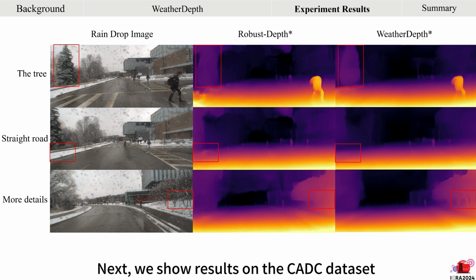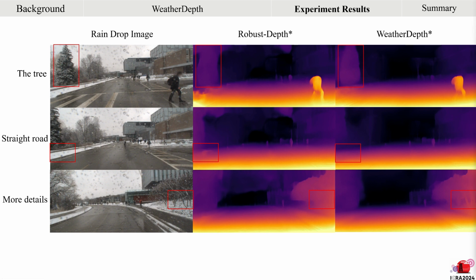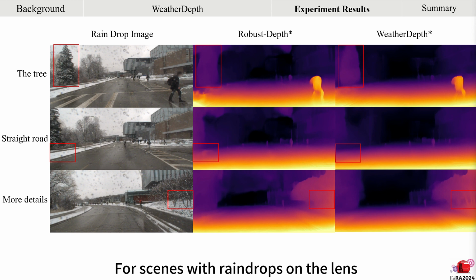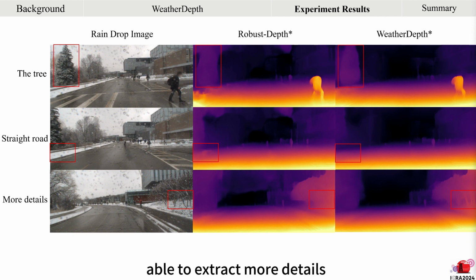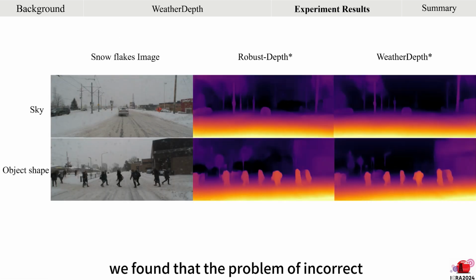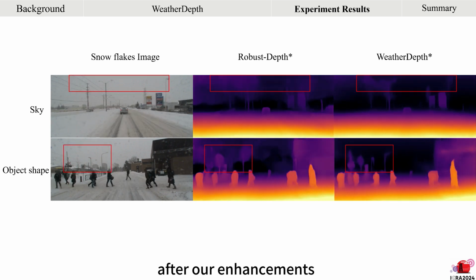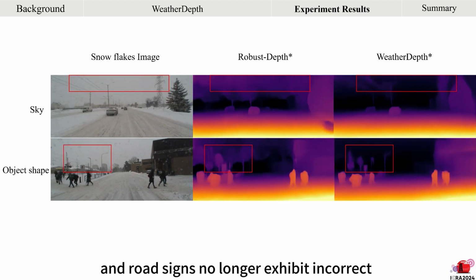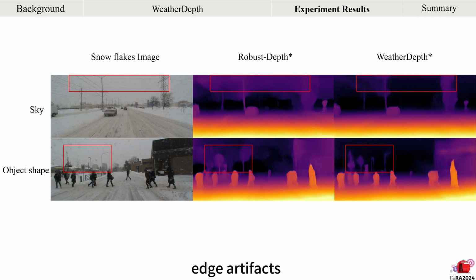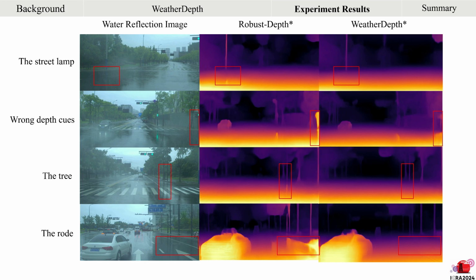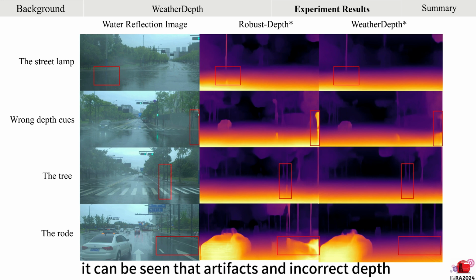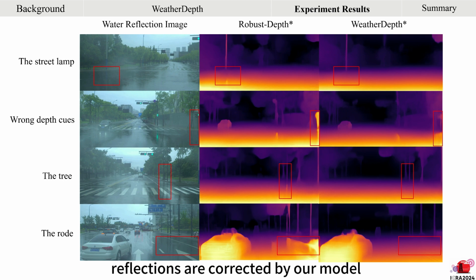Next, we show results on the CADC dataset. For scenes with raindrops on the lens, our model does not produce warped depths for trees and roads and is able to extract more details as shown in the last row. We found that the problem of incorrect sky depths is alleviated after our enhancements, and road signs no longer exhibit incorrect edge artifacts. Then, we show results on the DrivingStereo dataset. It can be seen that artifacts and incorrect depth cues caused by water reflections are corrected by our model.